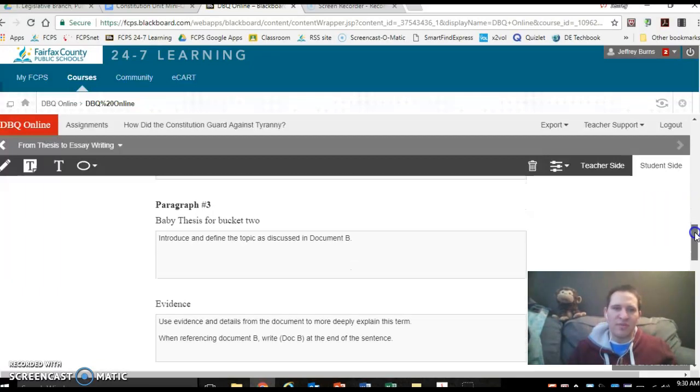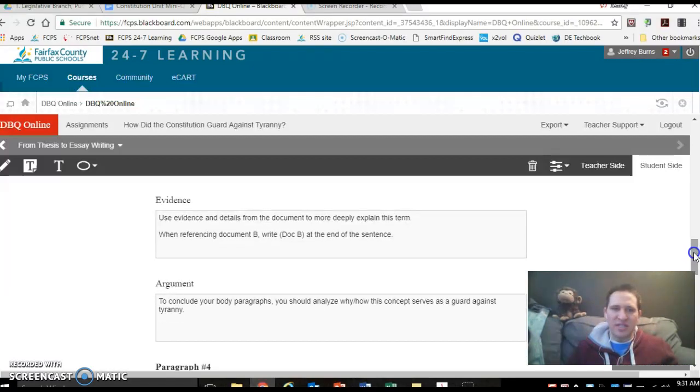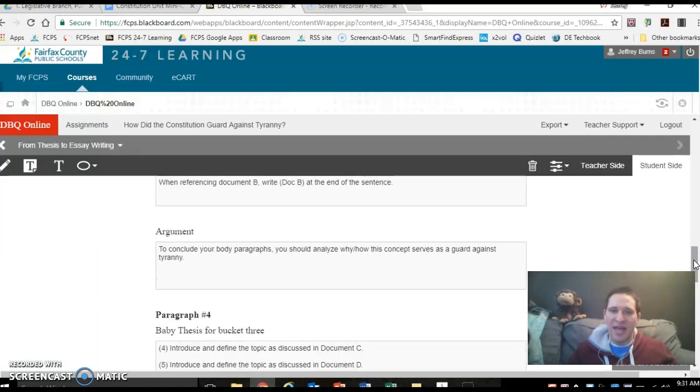Alright, so you're going to do the same thing for body paragraph 3, but you're going to reference document B. So really what you're going to notice is that your 4 body paragraphs should have the same structure. Introduce the concept with the definition, go into the document, reference the document, more deeply explain this term, maybe use some answers from your questions in the documents. Maybe you're going to use some of the graphic organizer or a quote directly from the document. All right, and then at the end you're going to connect the concept to the guiding question and analyze in a couple sentences how this serves as a guard against tyranny.